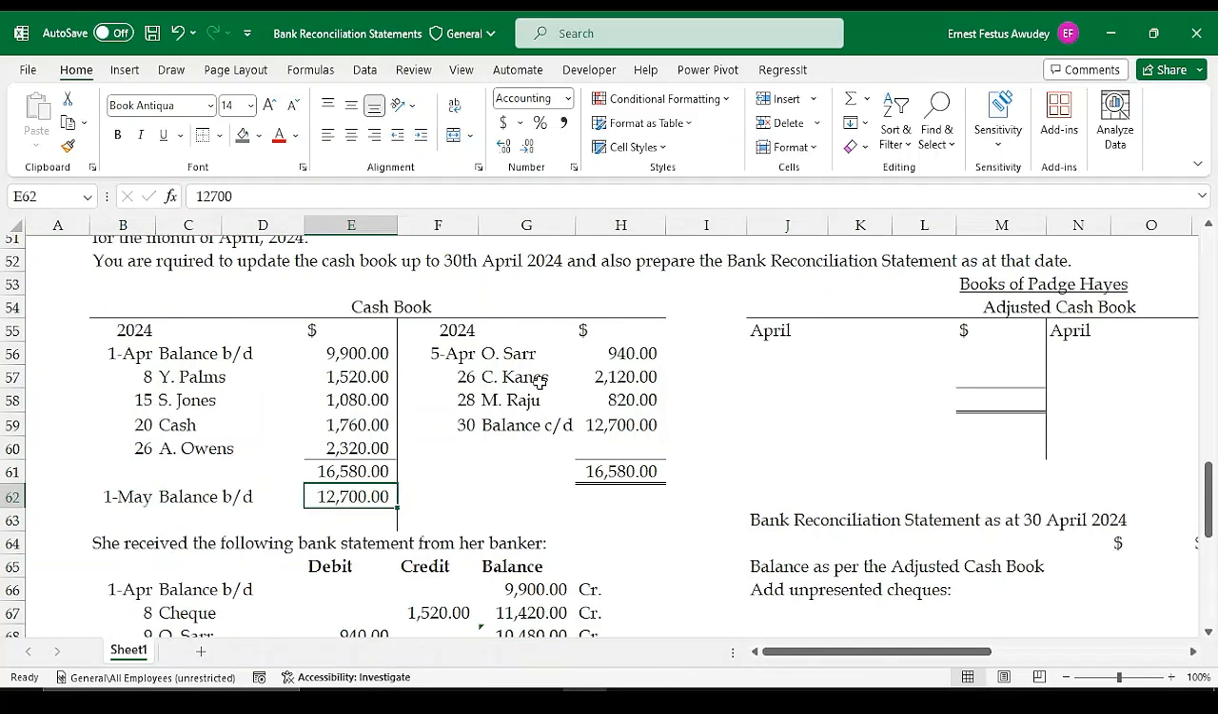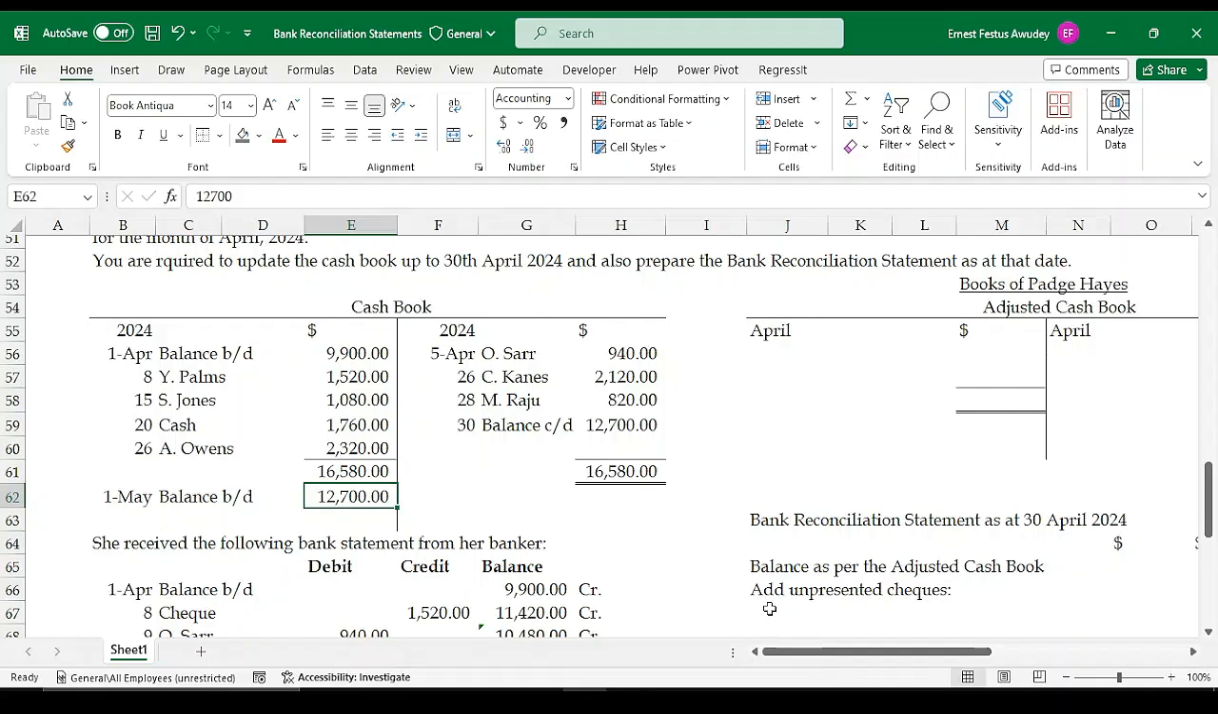Right. So you have 12,000 here. It's 12,700 here, and this balance here is incorrect because some items might be missing within our cash book, and that is the reason why the balance is not agreeing with the bank statement balance here. So we need to correct, or we need to include those missing items within our adjusted cash book.